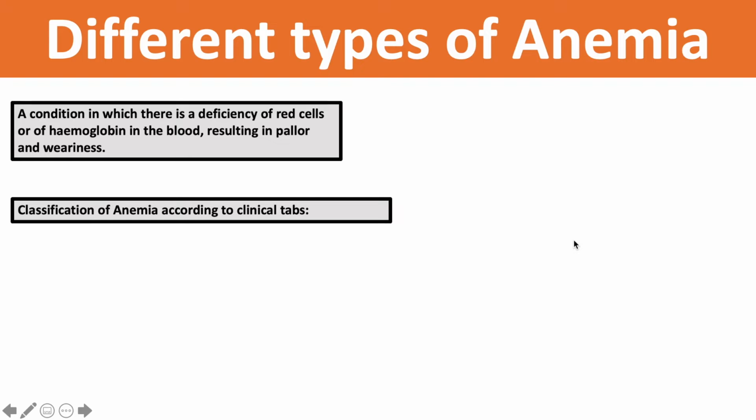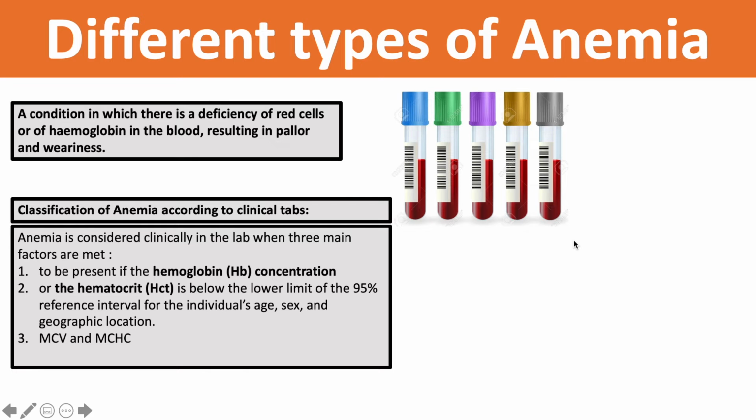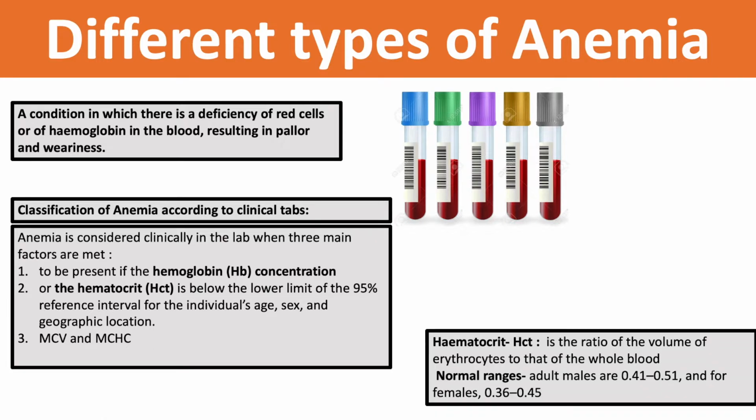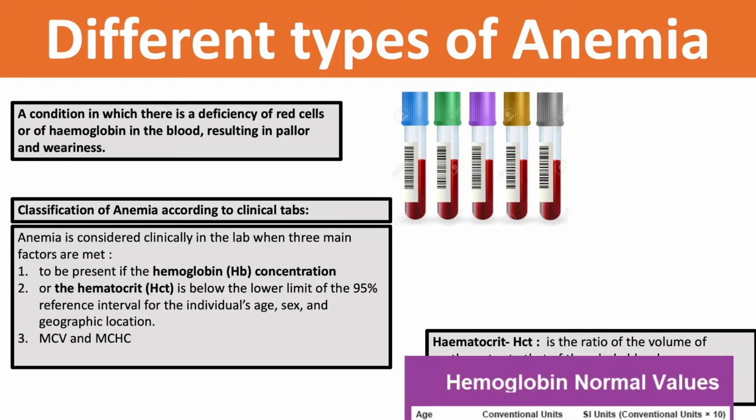Now, the classification of anemia, according to clinical labs, i.e. when someone does a blood test, can be due to three main factors. The person usually checks for hemoglobin concentration, hematocrit, as well as mean corpuscular volume and mean corpuscular hemoglobin concentration, known as MCV and MCHC. Now, hematocrit, just to define it again, is the ratio of the volume of erythrocytes to that of the whole blood. The normal ranges lie for males between 0.41 to 0.51, and for females slightly lower at 0.36 to 0.45. You need to keep these critical values and normal ranges in your head.